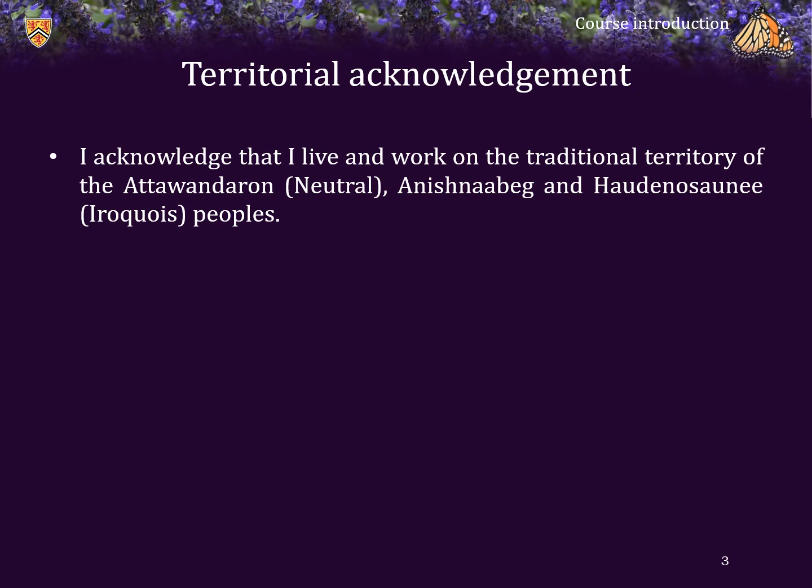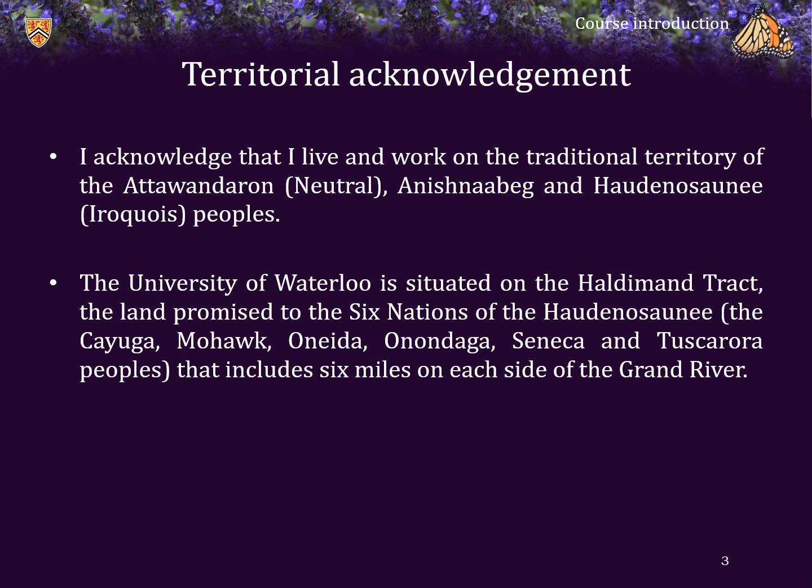Now, to begin, I acknowledge that I live and work on the traditional territory of the Attawandaron, Anishinaabe, and the Haudenosaunee peoples. The University of Waterloo, as well as my home, is situated on the Haldimand Tract. This is land promised to the Six Nations of the Haudenosaunee people, that is, the Cayuga, Mohawk, Oneida, Onondaga, Seneca, and Tuscarora people. This includes 6 miles on either side of the Grand River.